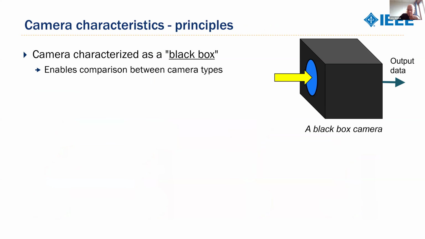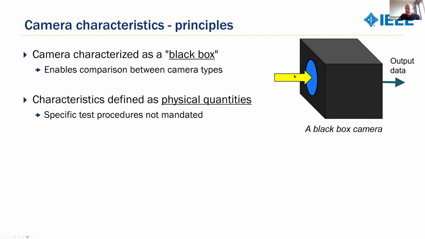One important principle that we have adopted, since we want to cover these different camera technologies, is that the camera should be characterized as a black box. In other words, we look at what goes in, and we look at what goes out, but we are not assuming that we know anything about what is inside. So we also have decided that the characteristics we define shall be physical quantities applying to a black box camera.